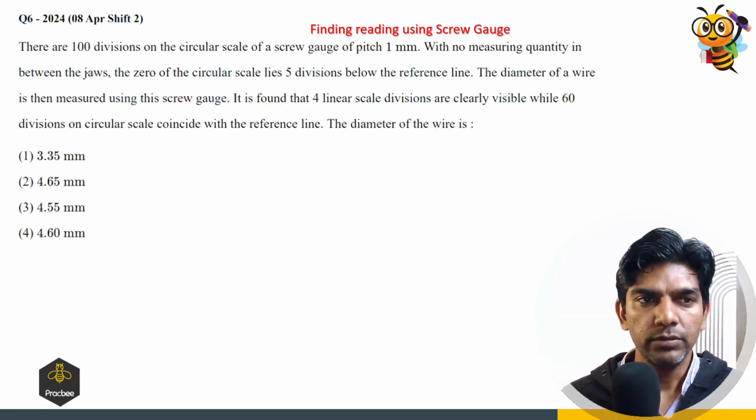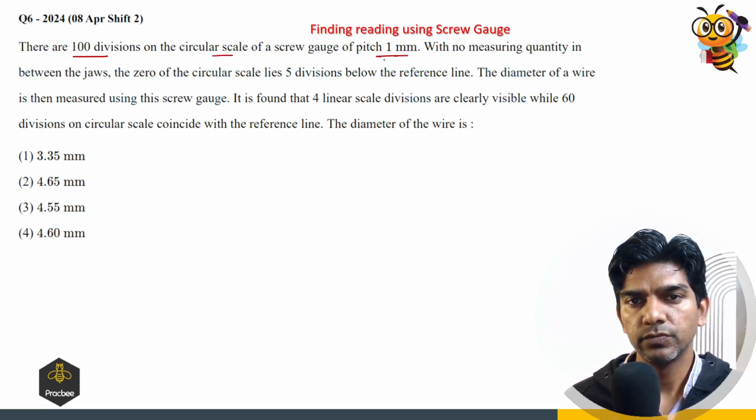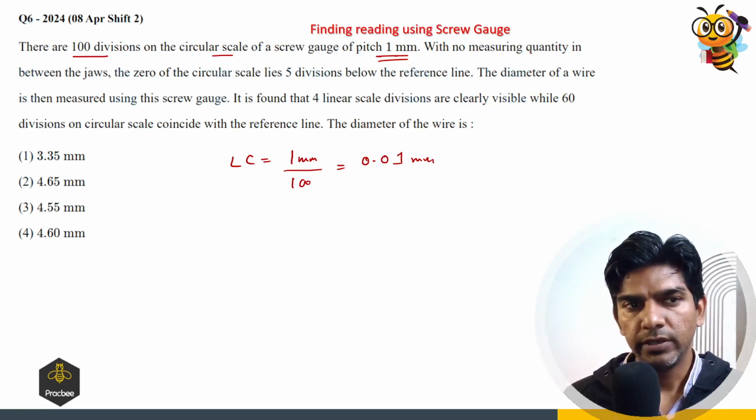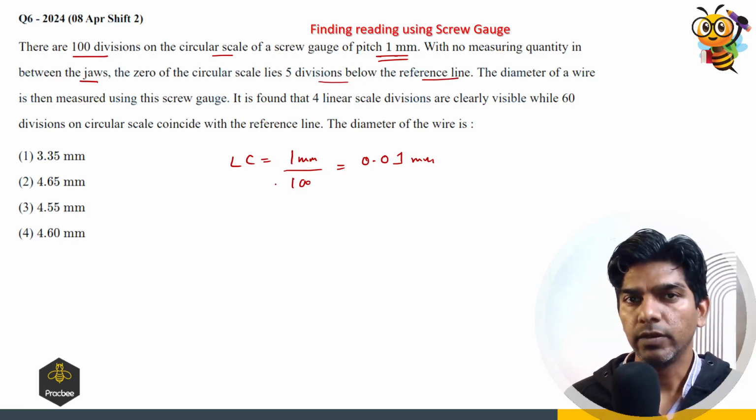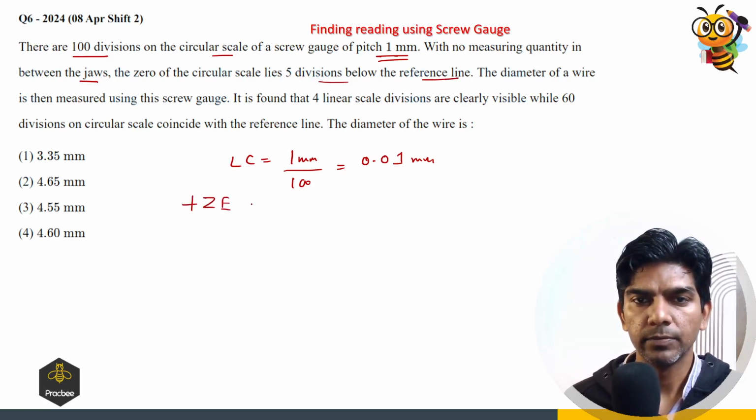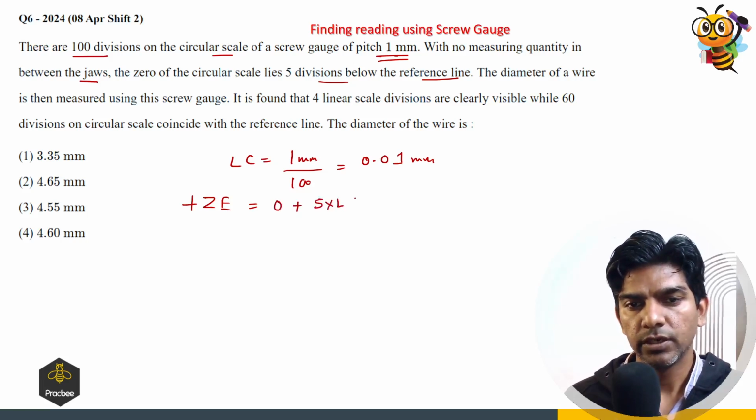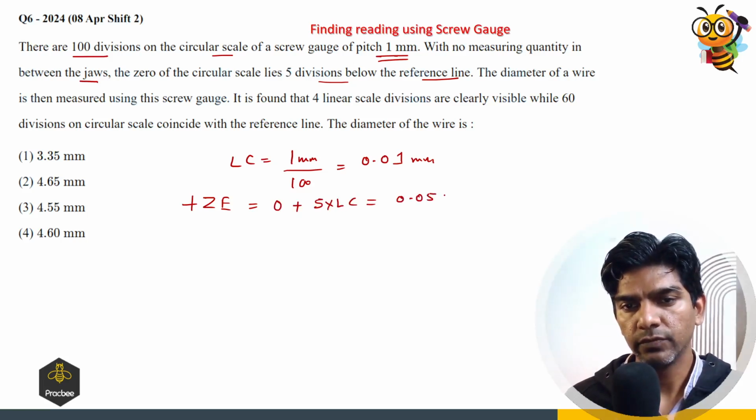Now let us see this question based on the same problem type. There are 100 divisions on the circular scale and the pitch is 1 millimeter. So we can find the least count, that will be pitch divided by the divisions on the circular scale, so 0.01 millimeter. With nothing between the jaws, the zero of the circular scale lies 5 divisions below the reference line. Since it is below, it will be a positive zero error. And it will be 0 plus 5 times the least count, so it will be 0.05 millimeter.